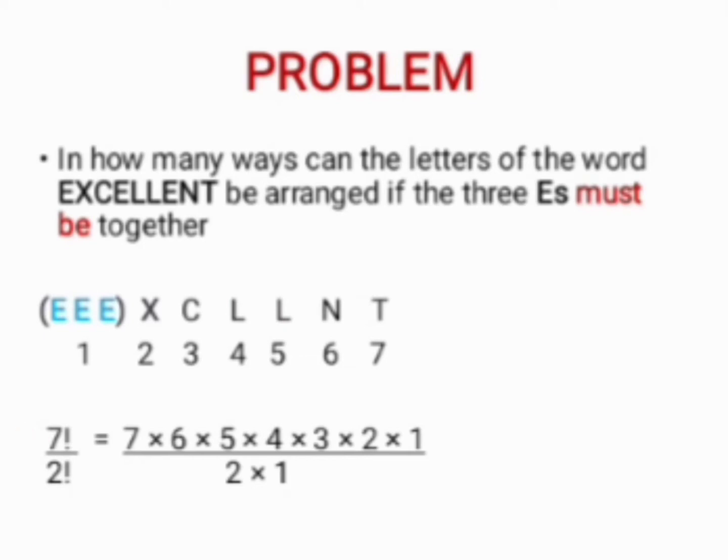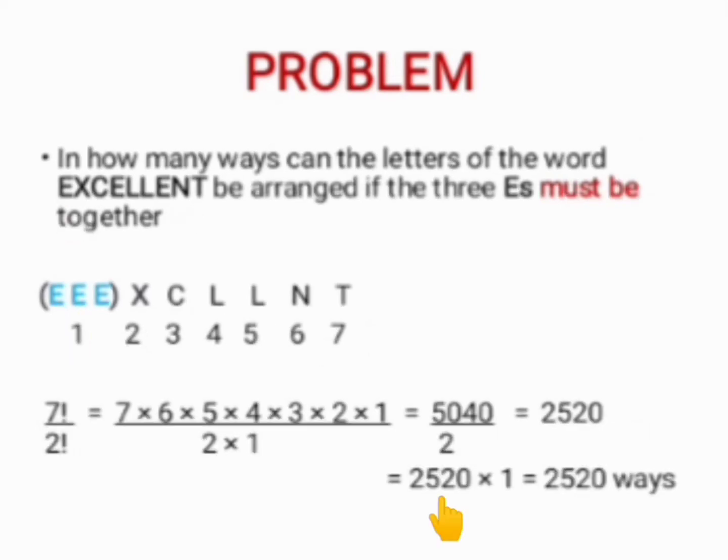Simplifying 7 factorial divided by 2 factorial, we will get 7 times 6 times 5 times 4 times 3 times 2 times 1, all over 2 times 1, which is equal to 5040 divided by 2, which is equal to 2520. Since the 3 E's can be arranged in just one way, let's multiply this answer by the number of ways the letters that must be together can be arranged, that is 1. So 2520 times 1 will still give 2520. Therefore, there are 2520 ways to arrange the letters of the word excellent if the 3 E's must be together.